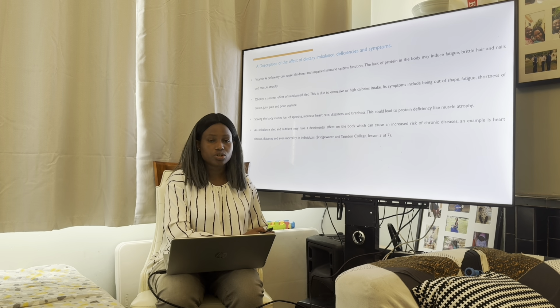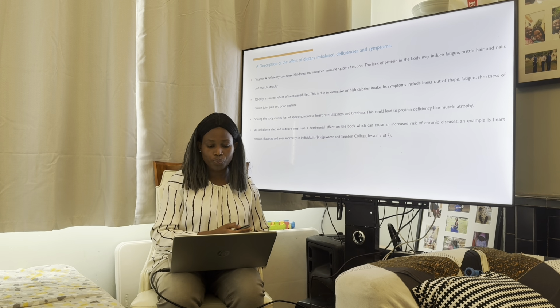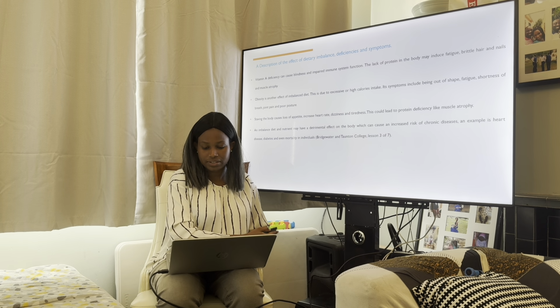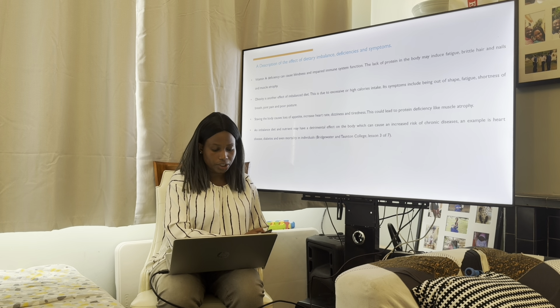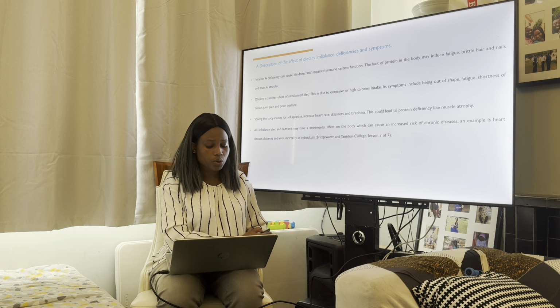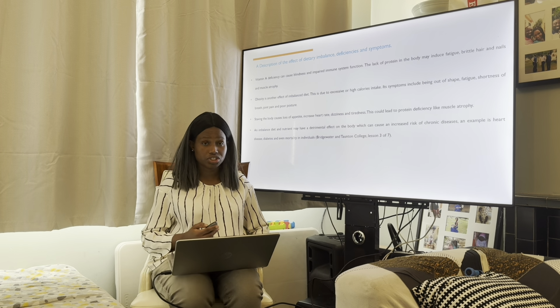Obesity is also another effect of an imbalanced diet. It is due to excessive high intake of calories. Its symptoms include being out of shape, shortness of breath, pain, and poor posture. Starving the body causes loss of appetite, increased heart rate, dizziness, and tiredness, and this could lead to protein deficiencies.